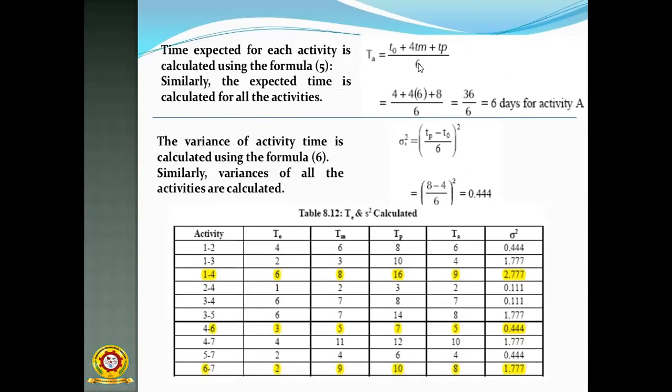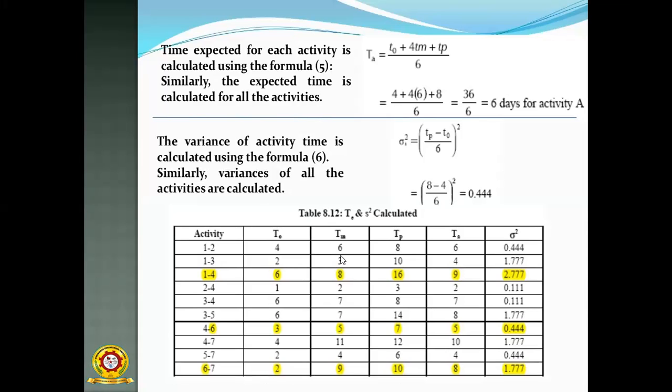So TO plus 4TM plus TP by 6, this is the beta distribution. I already discussed it earlier. In the PERT algorithm, this is the standard formula, a very simple formula: TE equals TO plus 4TM plus TP by 6. The values are already there, you just have to substitute them.